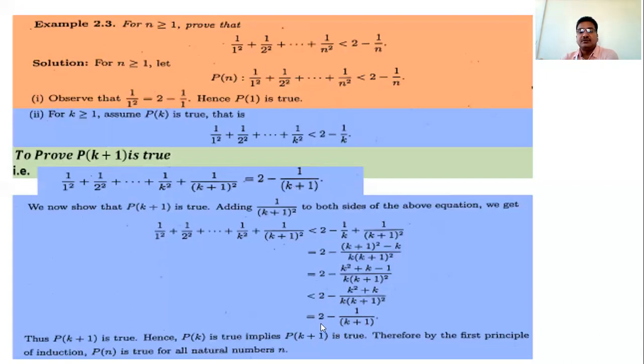And here is also what we have? This is less than or equal to 2 minus 1/(k+1). And that is P(k+1) is true. And hence what do we have? P(k) is true implies P(k+1) is true. And therefore, by the first principle of mathematical induction, P(n) is true for all natural numbers greater than or equal to 1.